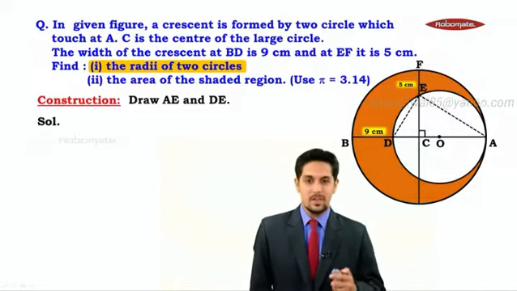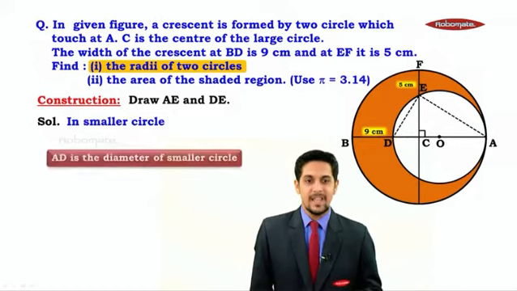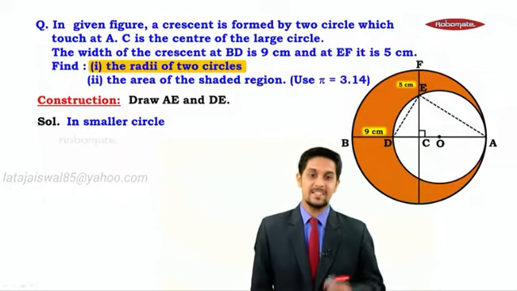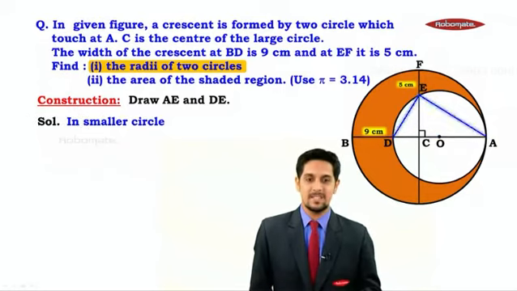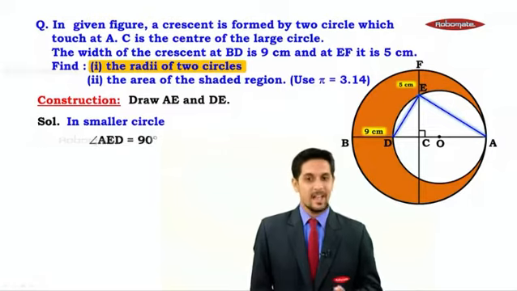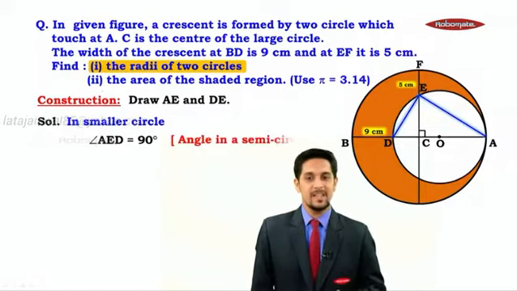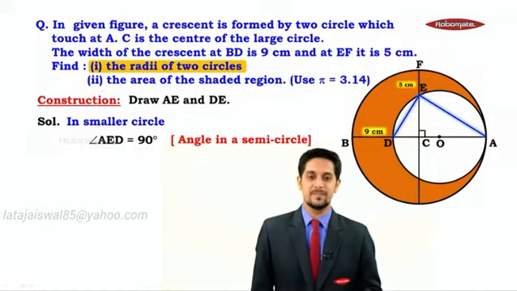Now if you focus, for the smaller circle, AD is the diameter. And if you concentrate on angle AED, it is the angle inscribed in a semicircle. So we can say angle AED is equal to 90 degrees. And the reason will be angle in a semicircle.